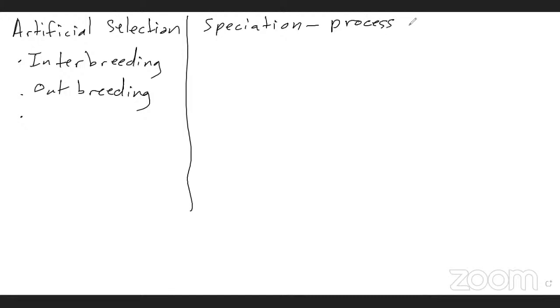I'm going to end it with speciation, which is a process of forming new species. Anybody know how we can form a new species? One way is the process of forming new species, that is speciation. A common example is geographic, but the proper name is allopatric.